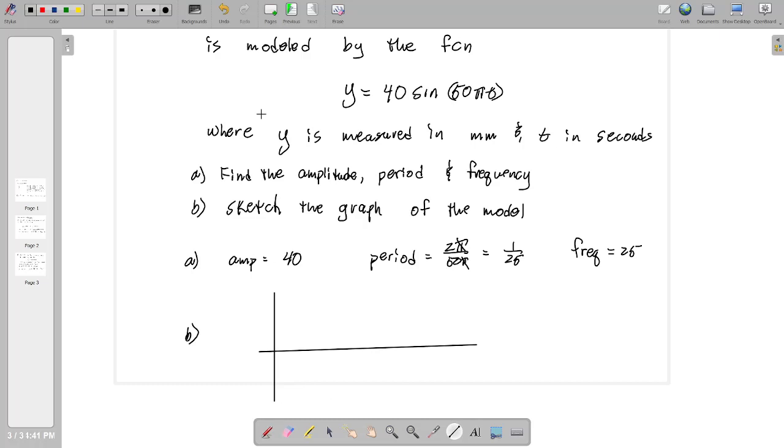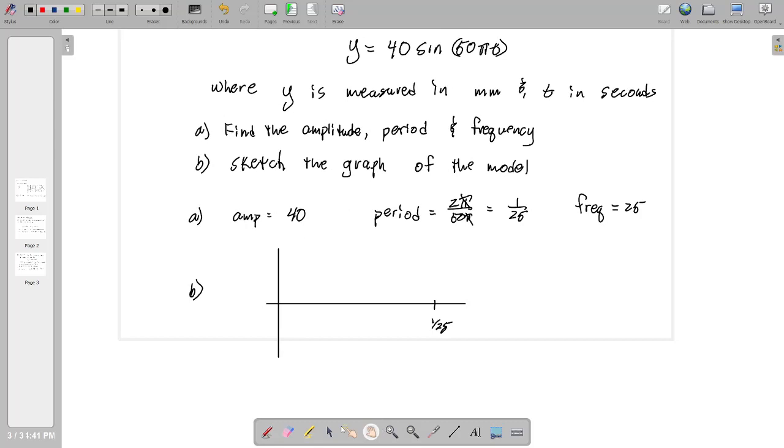So we can draw our axes. We can write out our period. Period would be here, 1 over 25. That would be one full period of the model. Half of 1 over 25 is 1 over 50. And half of 1 over 50 is 1 over 100. 3 over 100.